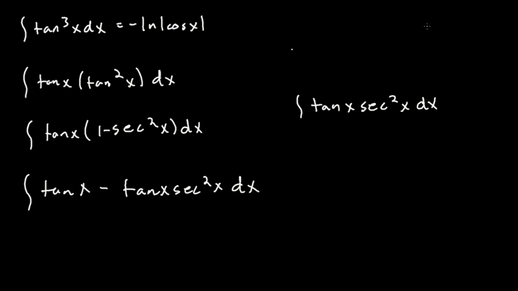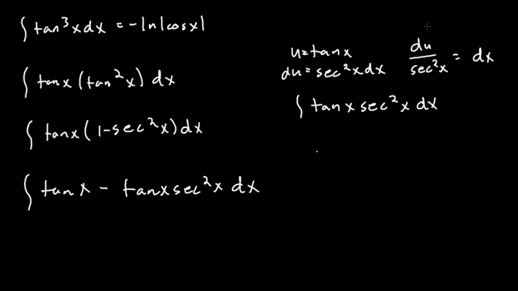Actually, I'm not going to erase that yet. Let's use u sub, and let's set tangent equal to u. And therefore, du is equal to secant squared x dx, and therefore dx is equal to du over secant squared x. Now what we can do is replace tangent with u. We have secant squared x, and the dx we replace with du over secant squared x. Well, secant squared x just cancels out. So we get u du.